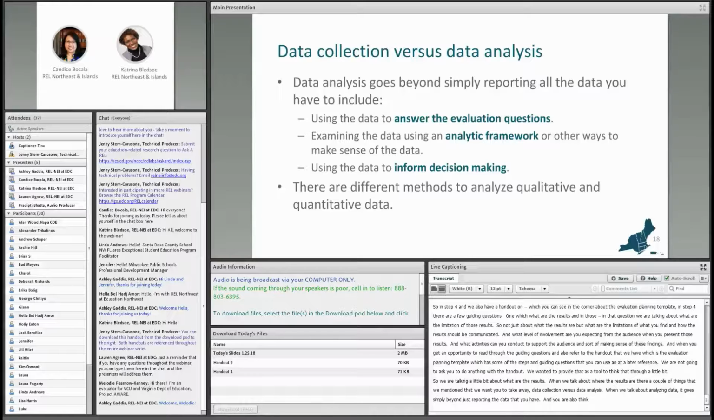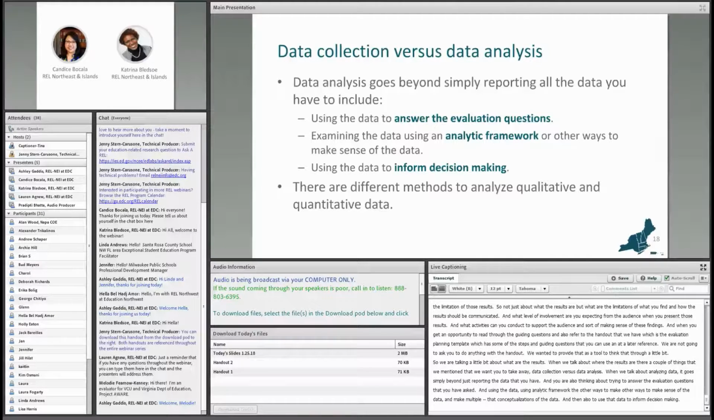You're also thinking about trying to answer the evaluation questions that you've asked, and using the data, using an analytic framework, and other ways to make sense of the data and make multiple conceptualizations of the data, and then also to use that data to inform decision making.